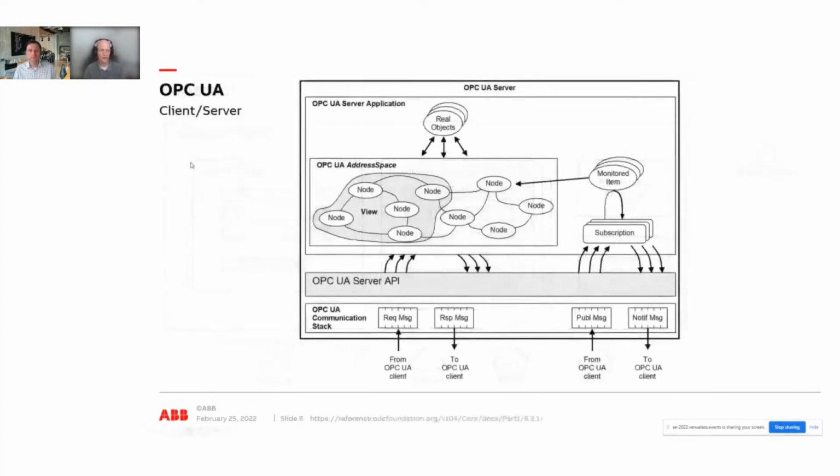Then we use OPC-UA for the state transfer. That's the middleware that is used in industrial communication. It's basically a client-server architecture. You have a server, and the server exposes a so-called address space.